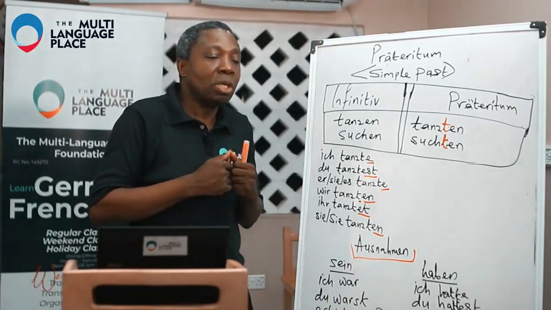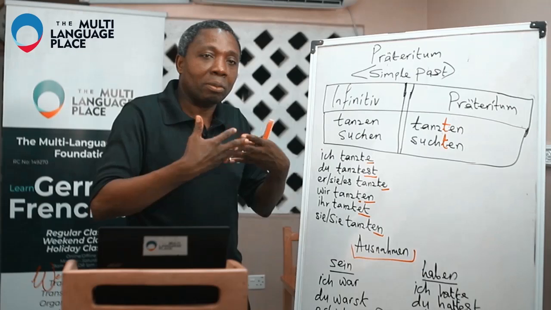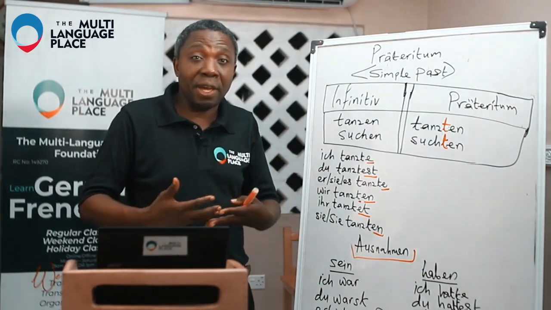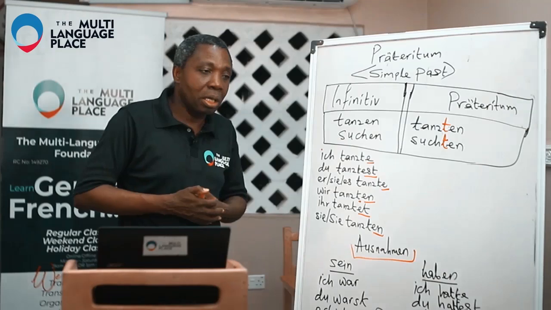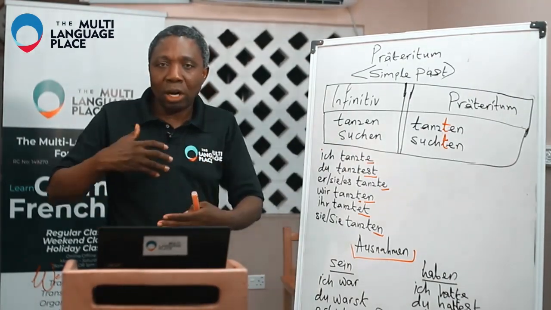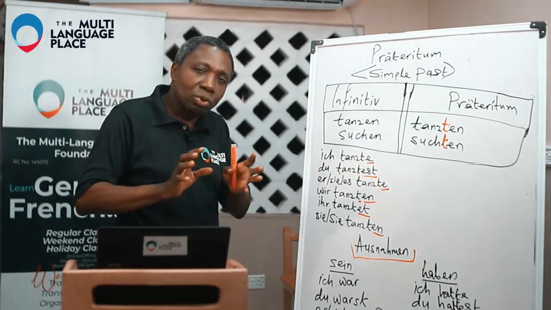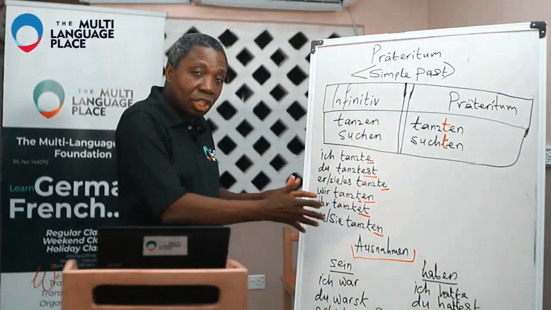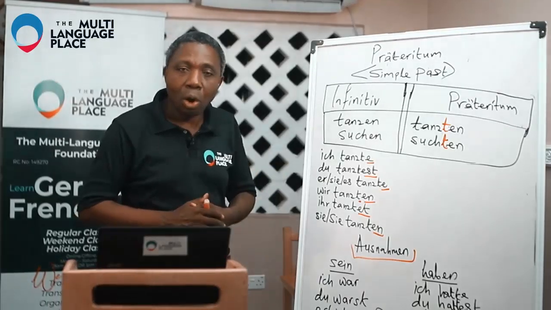Okay, as I told you, this is just the second way of describing past events in German. And the truth is, we just need to know how to use it. And as we go along with reading, we have more knowledge on how to use this form of past and how to use the perfect form of past.